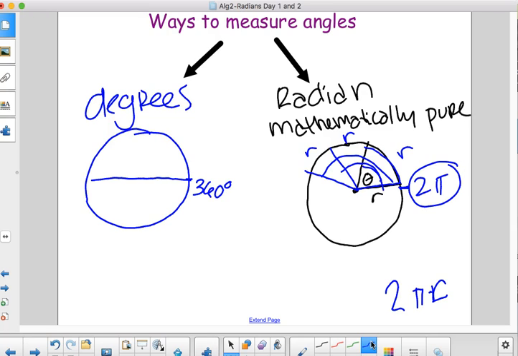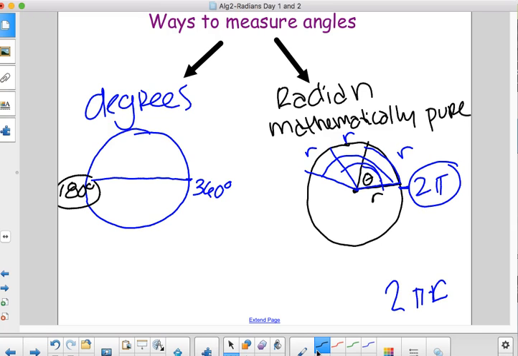What is 2 pi as a decimal? Times 2? 6 point something. That means 6 and a little bit more radiuses fit on the outside. So this is mathematically pure because it's based on the radius, whereas this is based on the sun. Going back to degrees, 360 is all the way around. So then what's halfway around in degrees? 180.